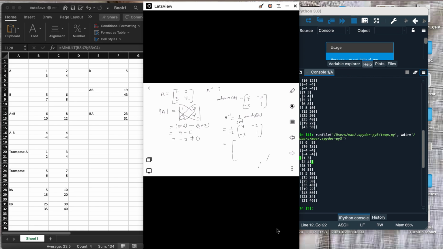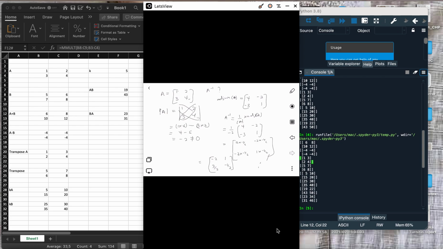Okay, so I have 4 times minus 1 over 2, minus 2 times minus 1 over 2, minus 3 times minus 1 over 2, 1 times minus 1 over 2, and this is giving us minus 2. I have 1 here, I have 3 over 2, and I have minus 1 over 2.